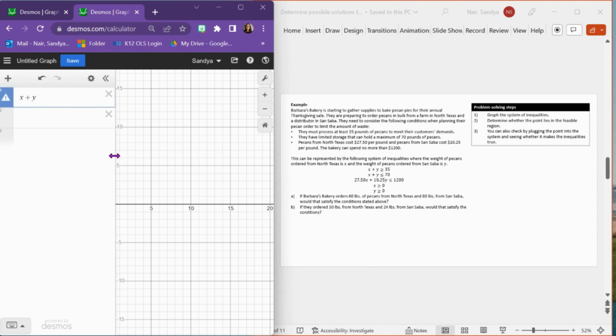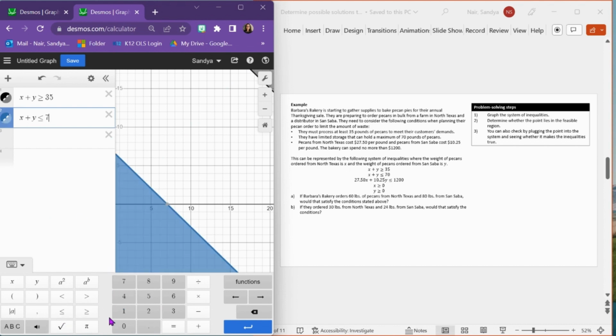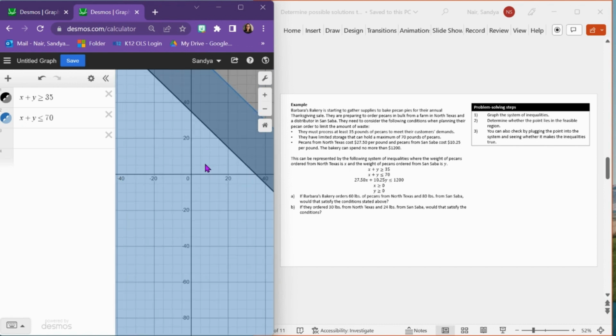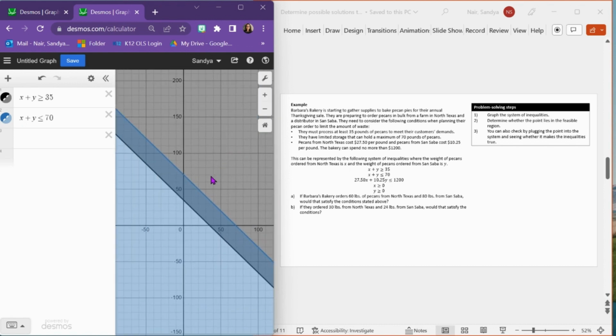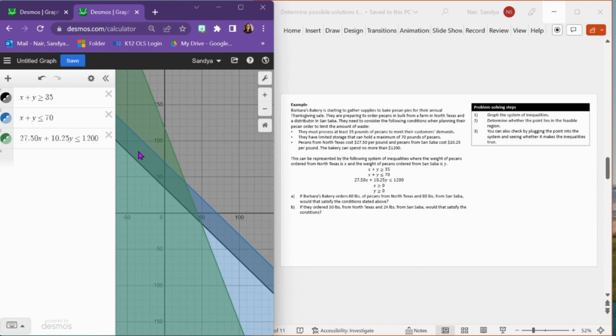So we have x plus y is greater than or equal to 35. And then we have x plus y is less than or equal to 70. And I want to make sure I'm keeping an eye out for my overlap as I'm graphing these inequalities. Okay, so here we found the region of overlap in the middle. And now the third inequality, so 2750x plus 1025y, and that's less than or equal to 1200. And then, okay, so you can see now this is our region of overlap.